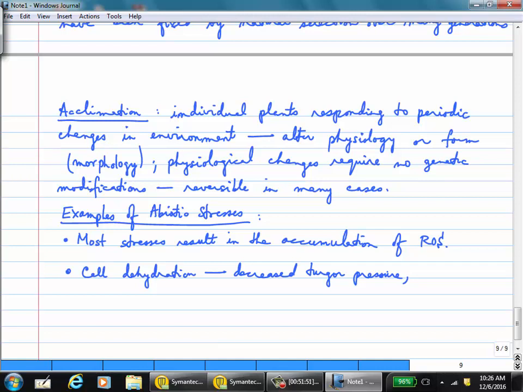Then there's less water in the cell. That means there'll be ion toxicity. The concentration of ions will build up. So decreased turgor pressure, increased ion toxicity, and if you have less water, right?